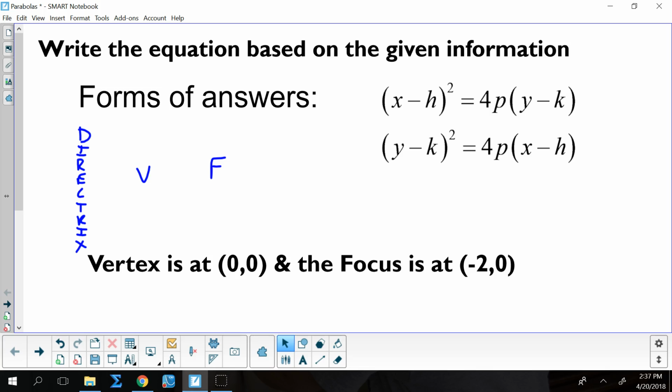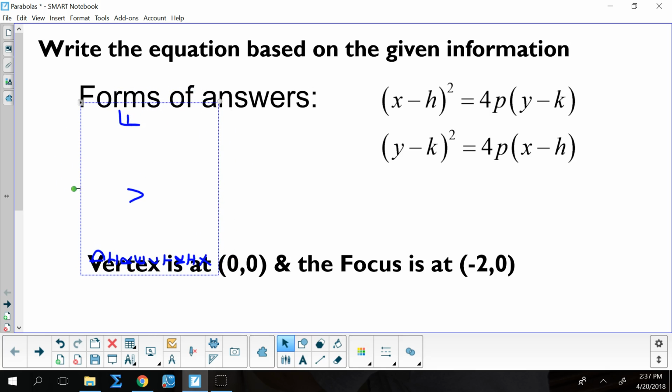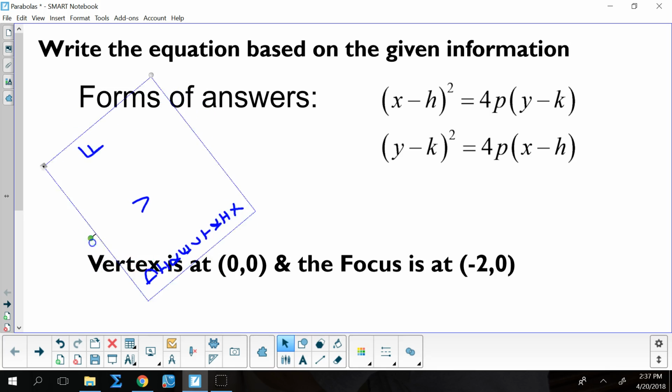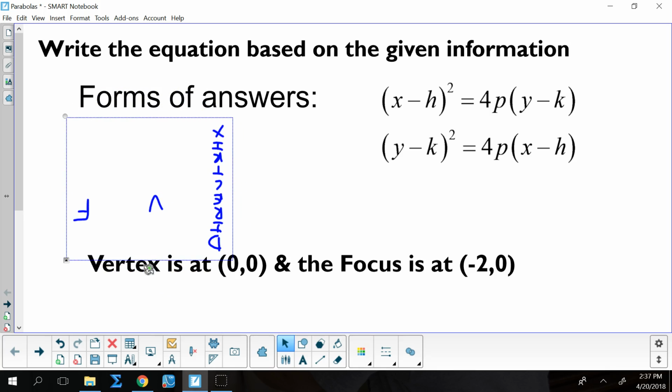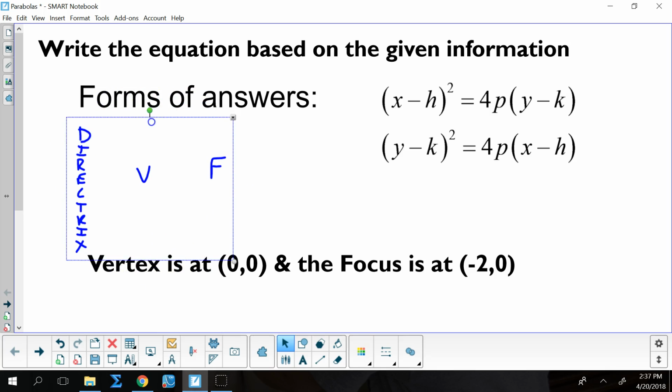If my parabola opens to the right, that's what this looks like. If my parabola opens up, then it looks like this, where my directrix is along the bottom, my vertex, and then my focus is up. The focus is always inside the parabola. The directrix is always outside the parabola. If my parabola opens to the left, it looks like that. And if my parabola opens down, it looks like that. Okay? So I need to remember that relationship, that's the order. The focus is inside, the vertex is on, and the directrix is outside.